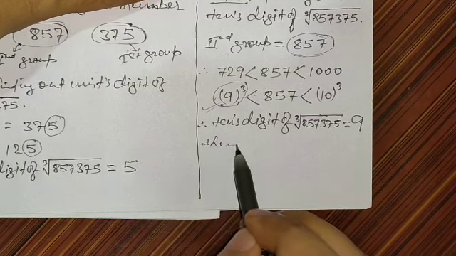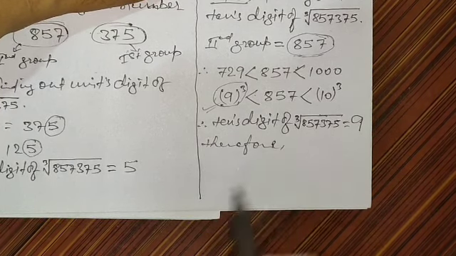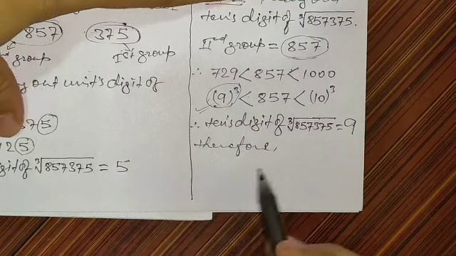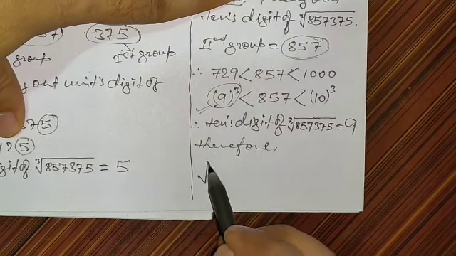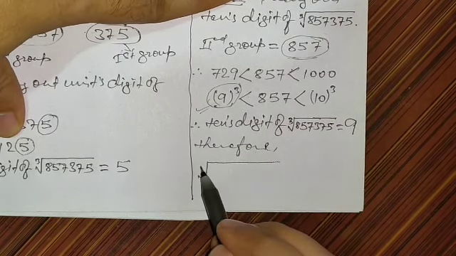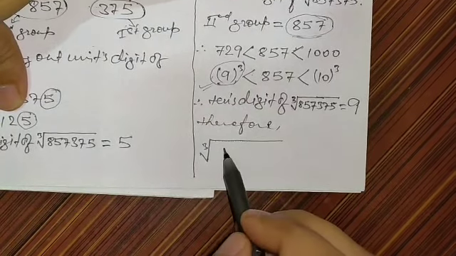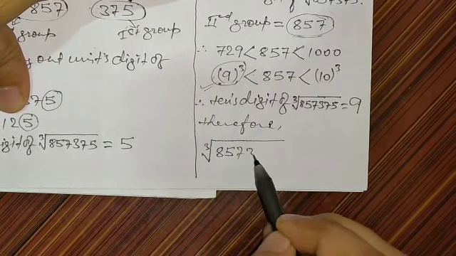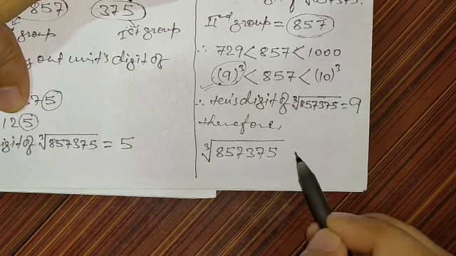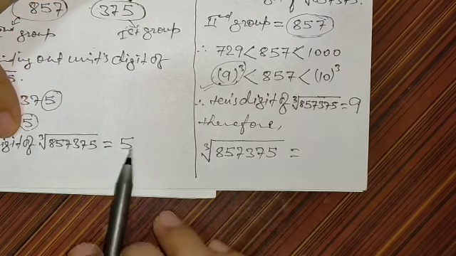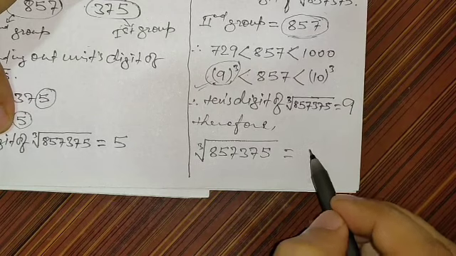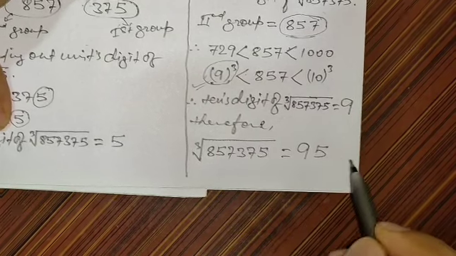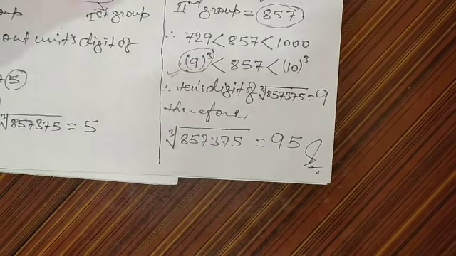So therefore, finally let's write down our result. Therefore cube root of 857,375 is equals to, this is the tens digit and this is the units digit, so this is going to be 95. So this is our answer.